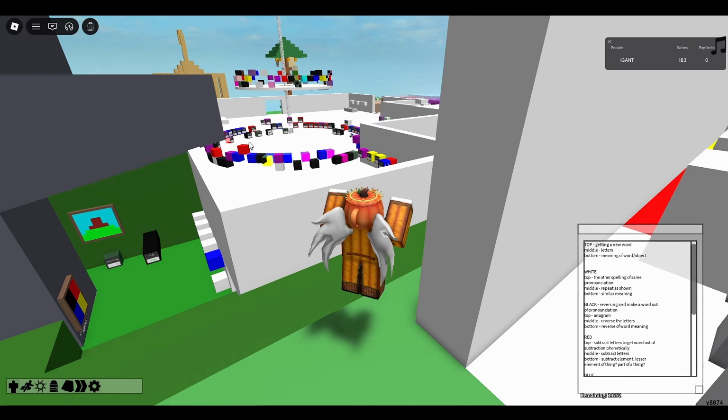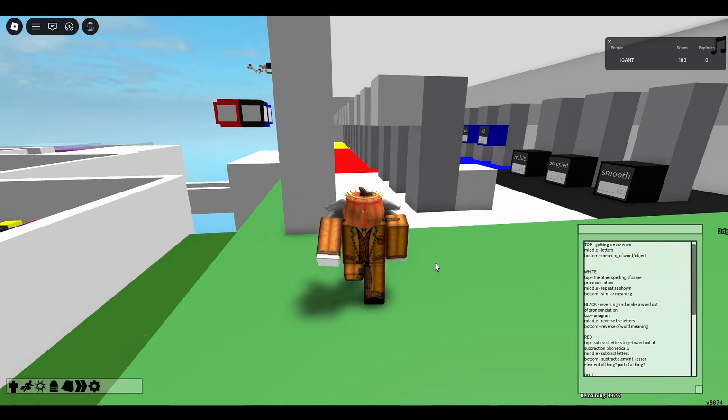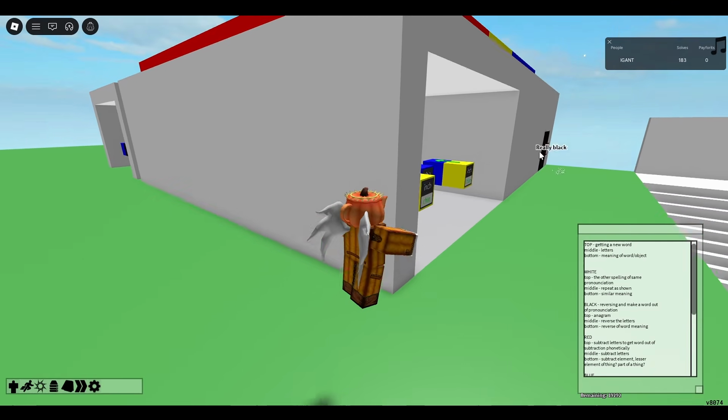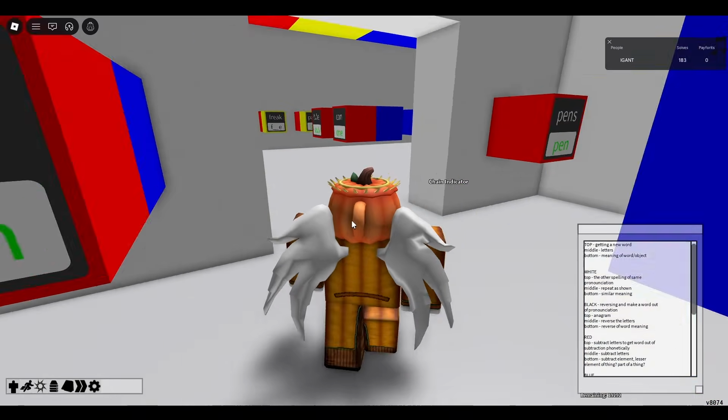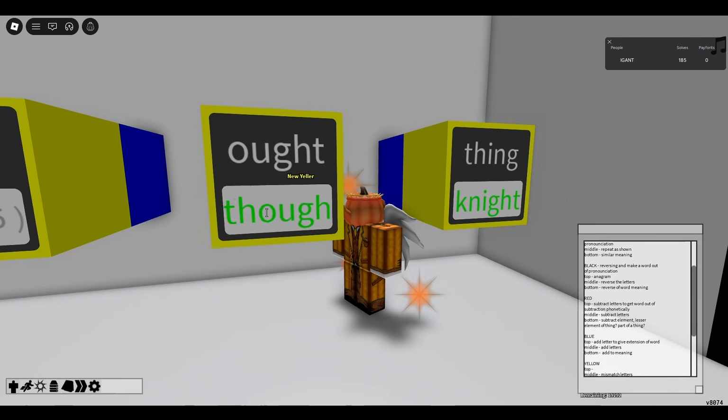There's a whole area over there that's like a circle. I think I need 500 solves to get in there, though. I think that might be a bit much for this video. We'll see. Let's go finish off that room we were doing over here. This one. So scramble the word. So scramble thing to get. Scramble ought to get fought.